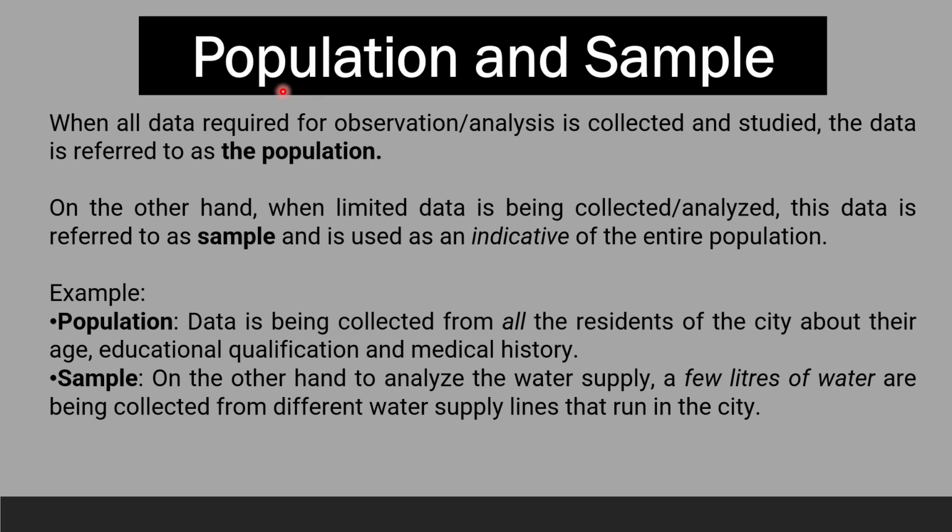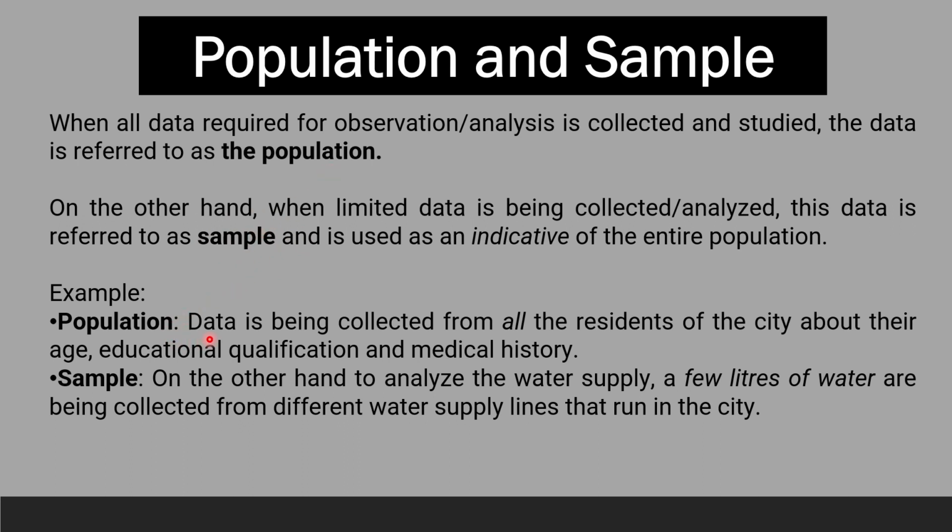We need to understand a simple concept, that is population and sample. When all the data required for observation or analysis is collected and studied, the data is referred to as the population. Basically, when you consider all the points in the data that you have collected, it is termed the population. On the other hand, when limited data is collected or analyzed, this data is referred to as a sample, and it is used as an indicator of the entire population. That means it gives an idea of the entire population.